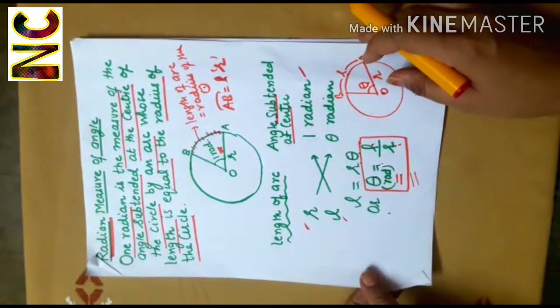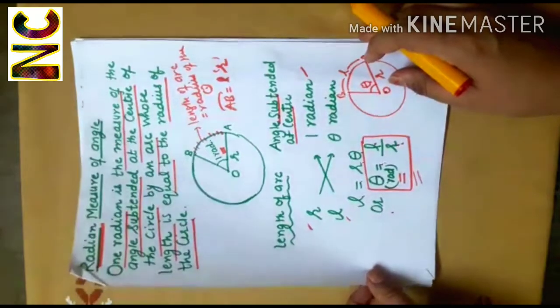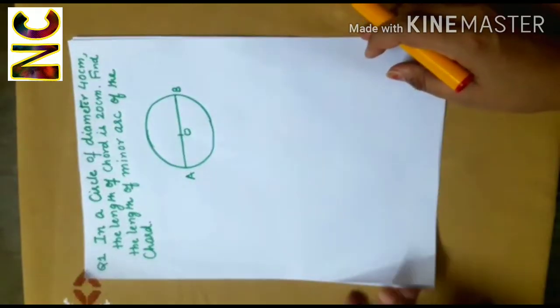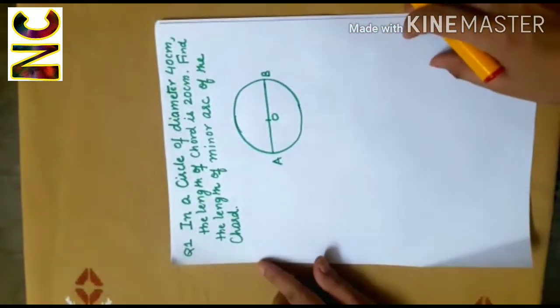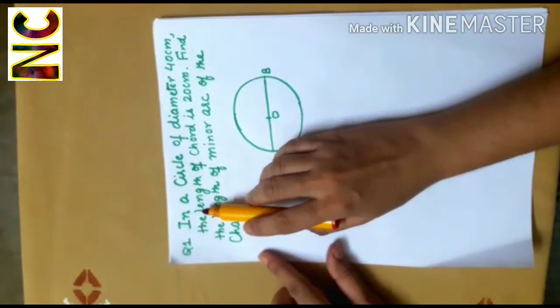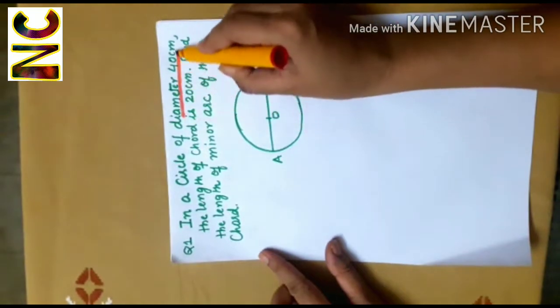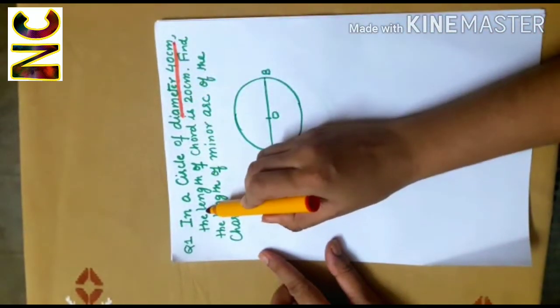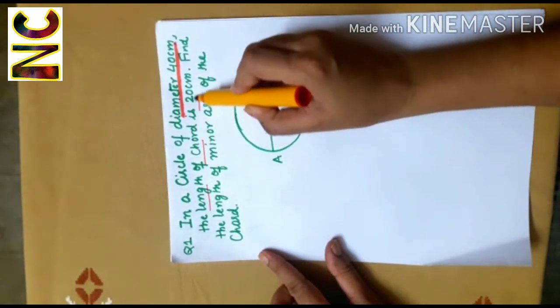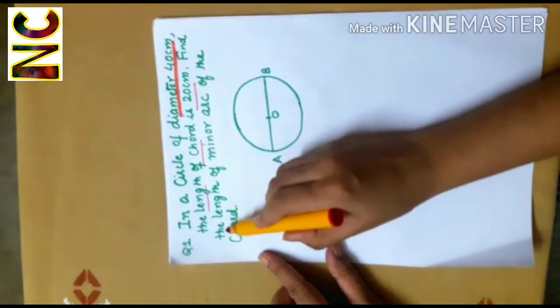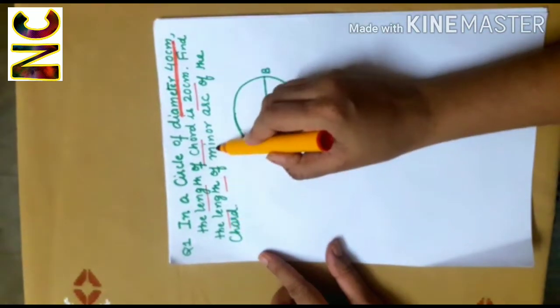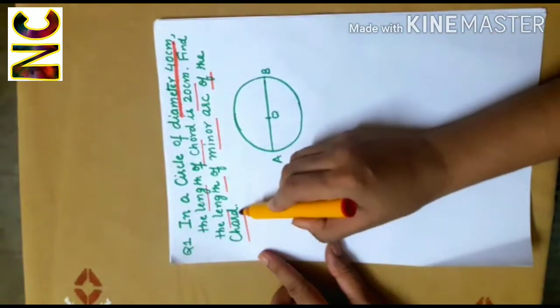Now today we will discuss a few questions. Let's take the first question. The question says, in a circle of diameter 40 centimeter, the length of a chord is 20 centimeter. Find the length of the minor arc of the chord.